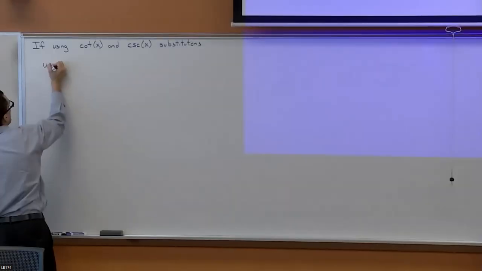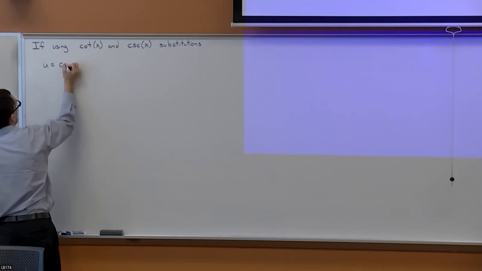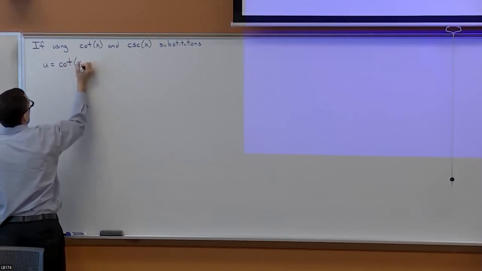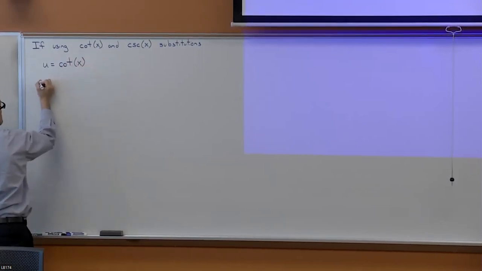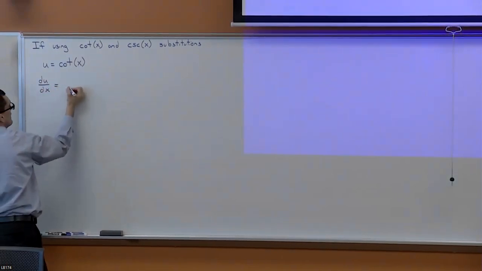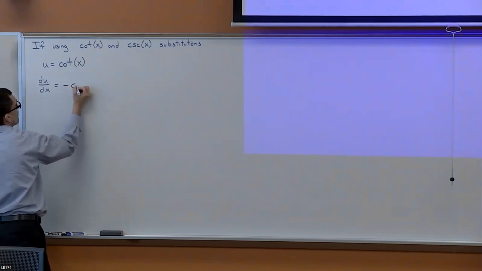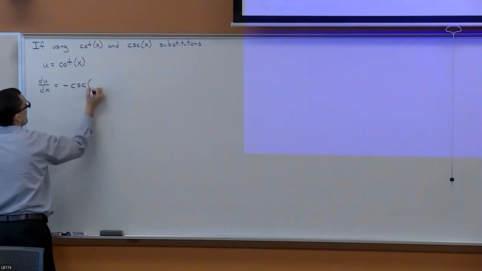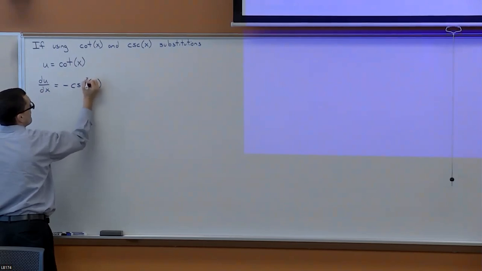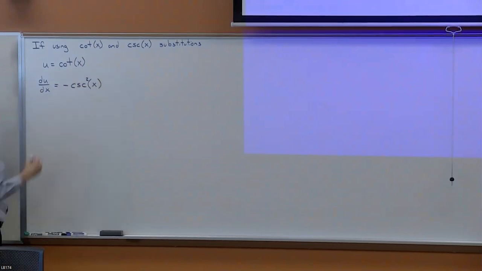If I let my u be cotangent, my derivative with respect to x of cotangent is negative cosecant squared. So remember, tangent gave you secant squared, but it was a positive secant squared. Cotangent, when you take the derivative, gives you cosecant squared, that's negative.